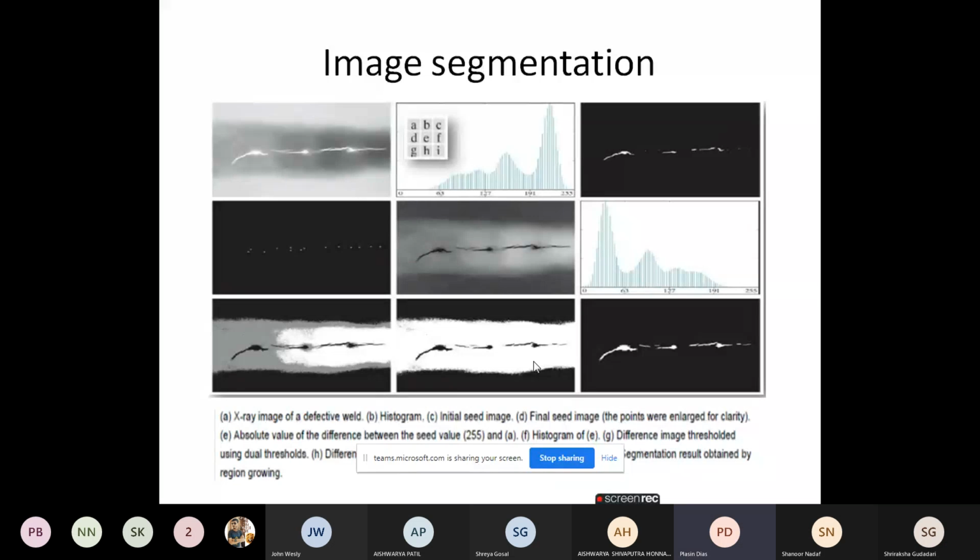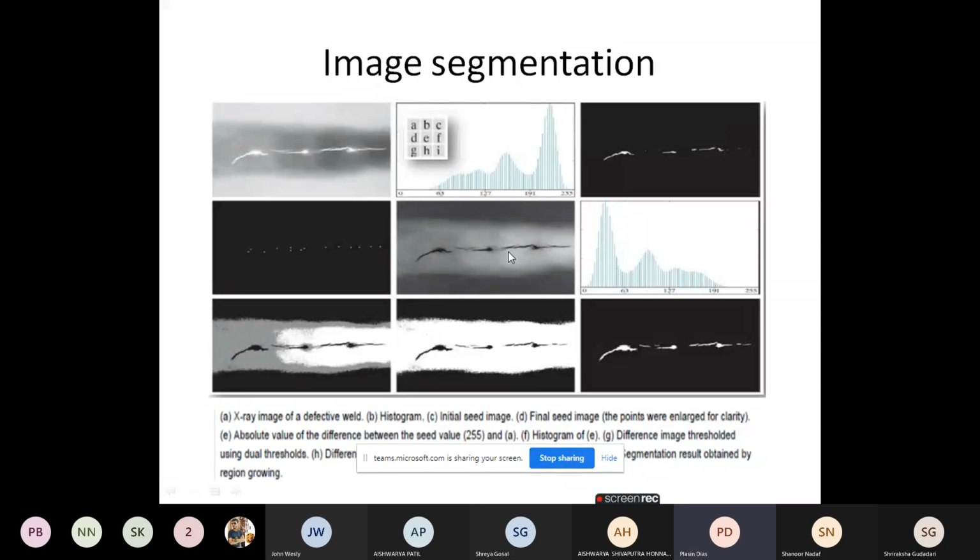One is an X-ray image of a defective weld. Second representation is the histogram. Third is the initial seed image. Then this image is the final seed image. Then the absolute value of the difference between the seed value. The seed value was considered here as 255. Then again the histogram of this particular image.